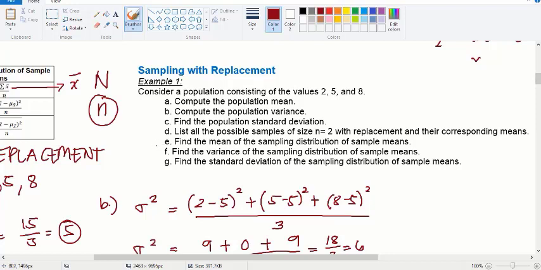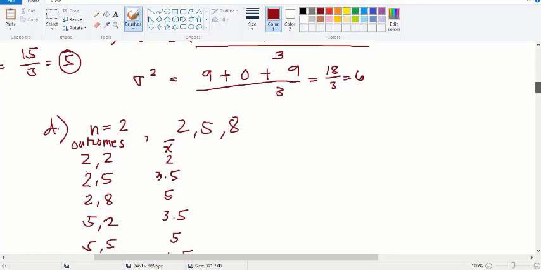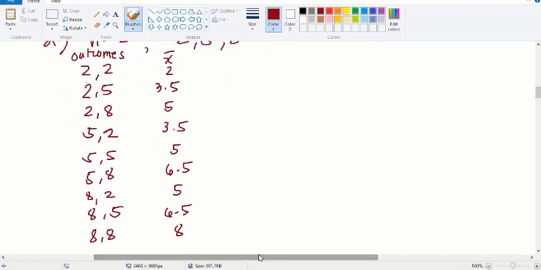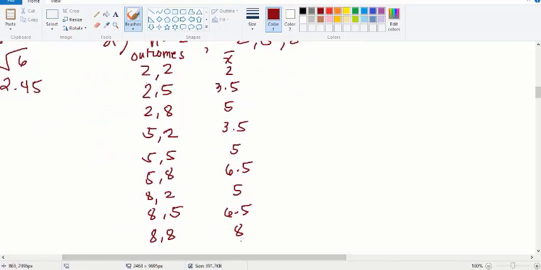Okay, so, letter E. Find the mean of the sampling distribution of sample means. Okay. So, paano natin kukunin ang mean nitong sample means? Okay. It's like just the average of the average. Yun lang naman yun.